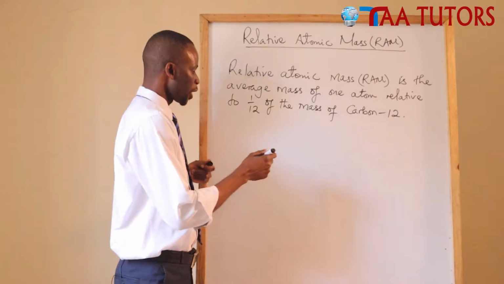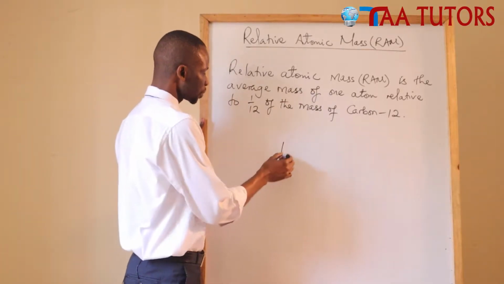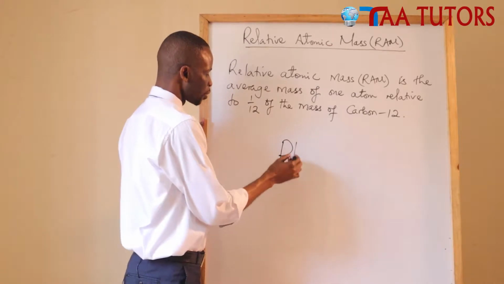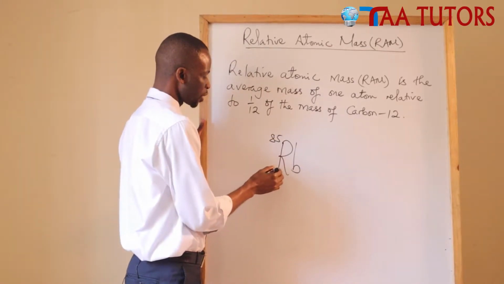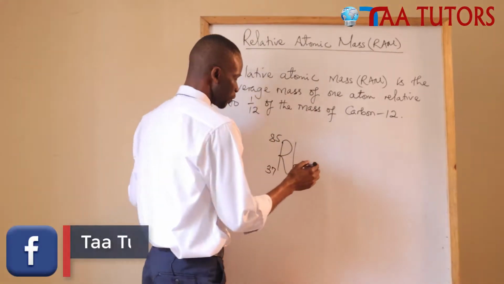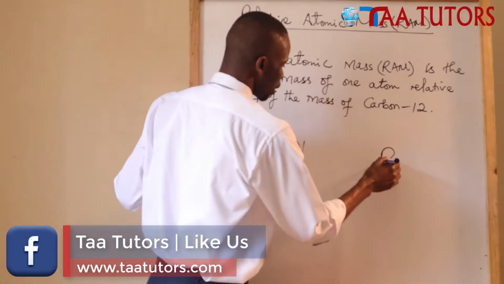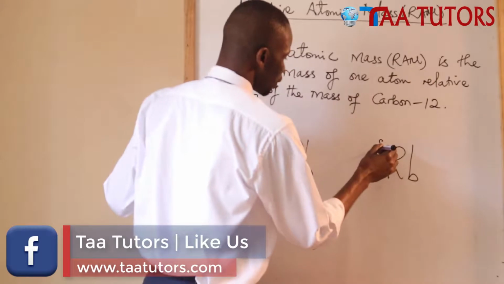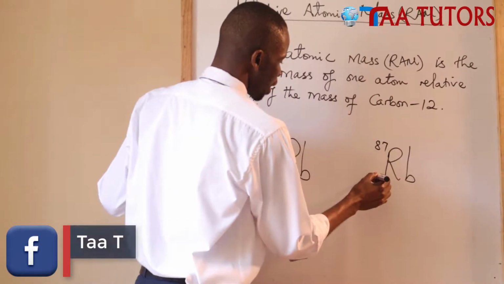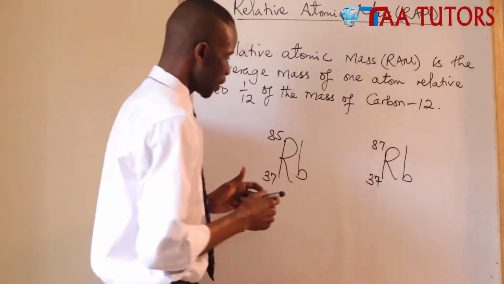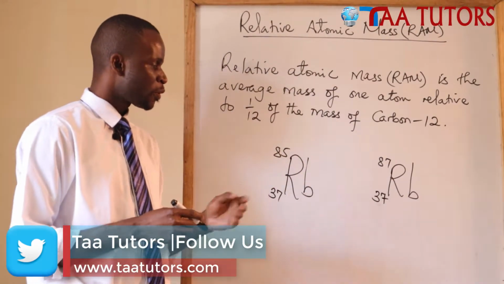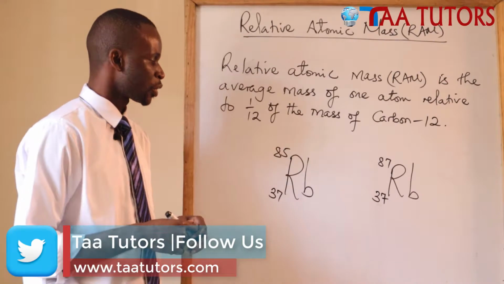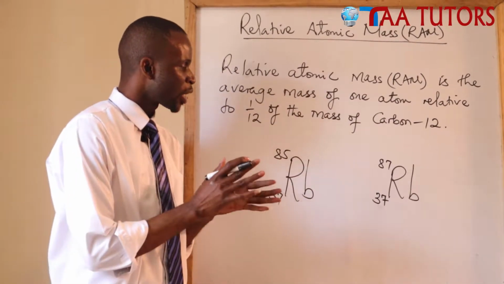For example, if we have rubidium with mass number 85 and atomic number 37, that's rubidium 85, and then we have rubidium 87, with mass number 87 and atomic number 37. These are the two naturally occurring isotopes of rubidium. How do we get the relative atomic mass?